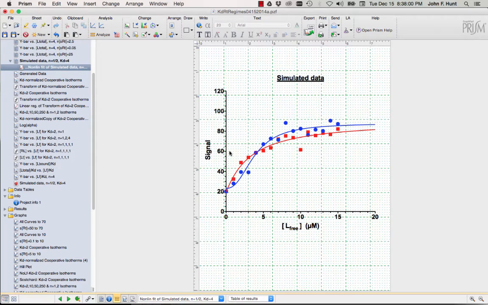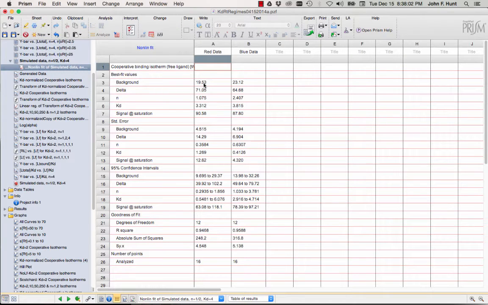So here are the values in the nonlinear curve fitting. Background 1923, delta 7164. Signal at saturation, which is the sum of background and delta, in one case is 90.58, in the other case 87.80. So for various reasons, I'm going to remember the higher of these. Simply put, a signal above saturation is mathematically problematic if you look at the algebra, and so we'll take the higher of these because we would rather not underestimate the signal at saturation. Okay, and so now we can look at the estimates of the n.